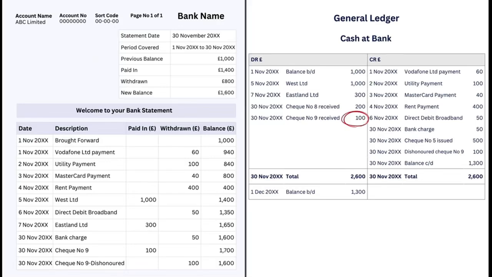Initially, when we received the check, we debited the cash at bank account and credited the trade receivables. When the check is dishonored, the bank removes the money from the account and we must reverse the original receipt. To correct this, we credit the cash at bank account and debit trade receivables.